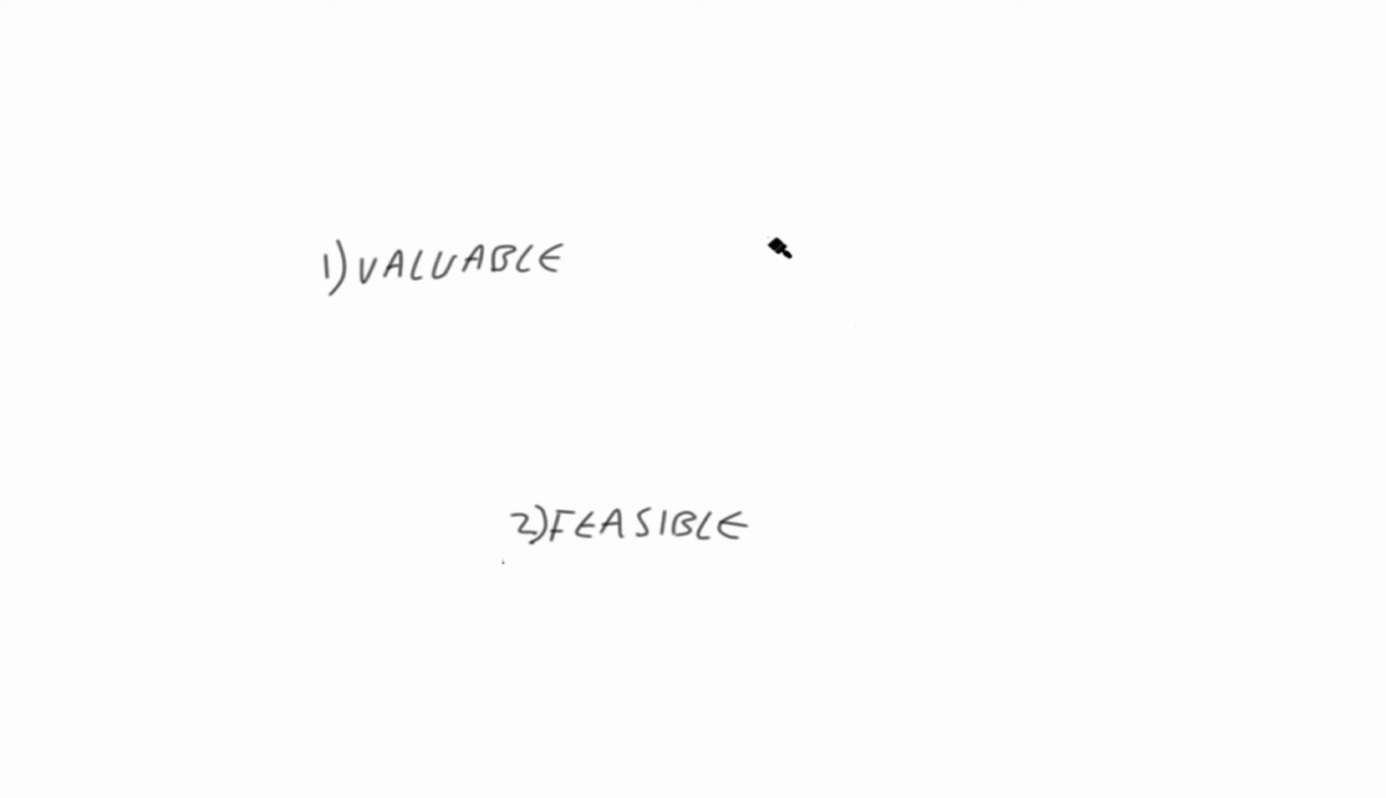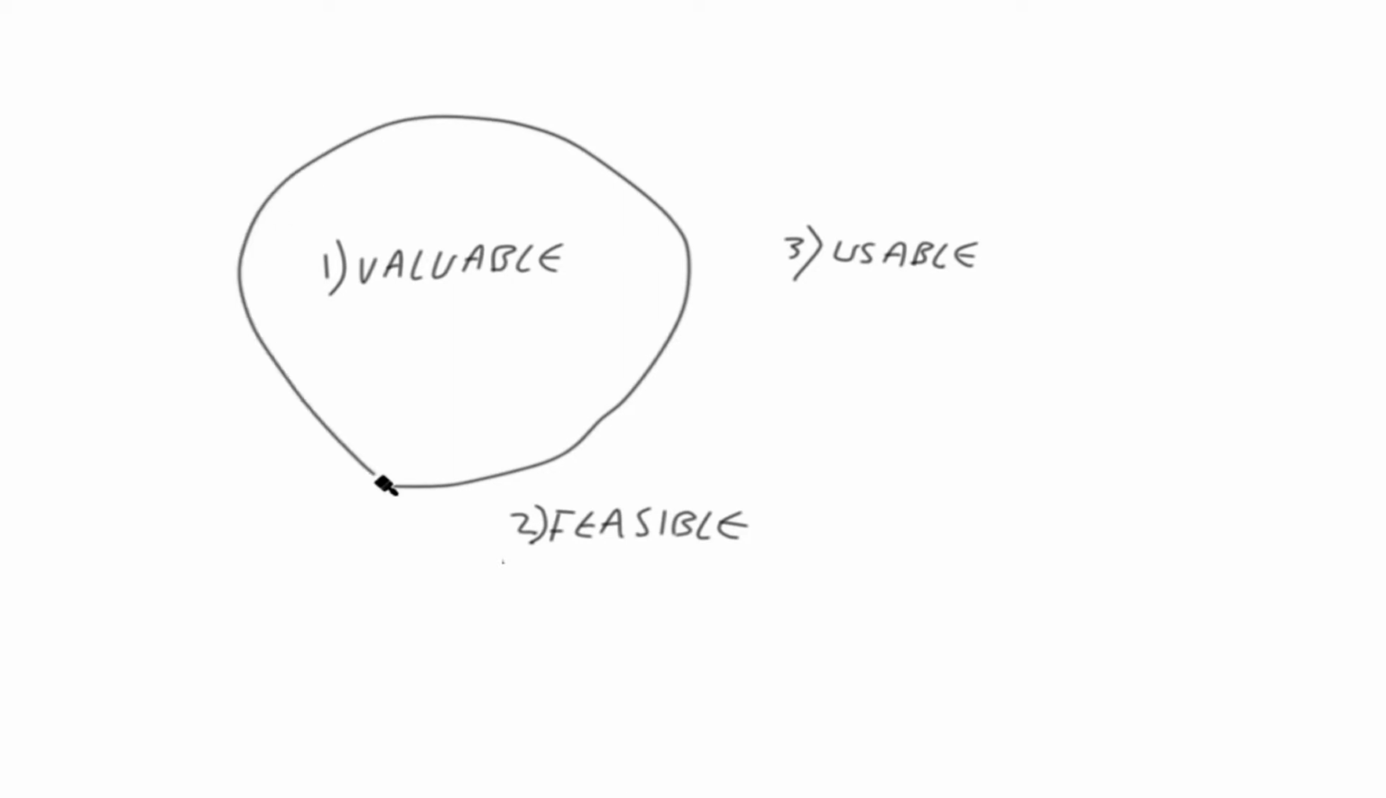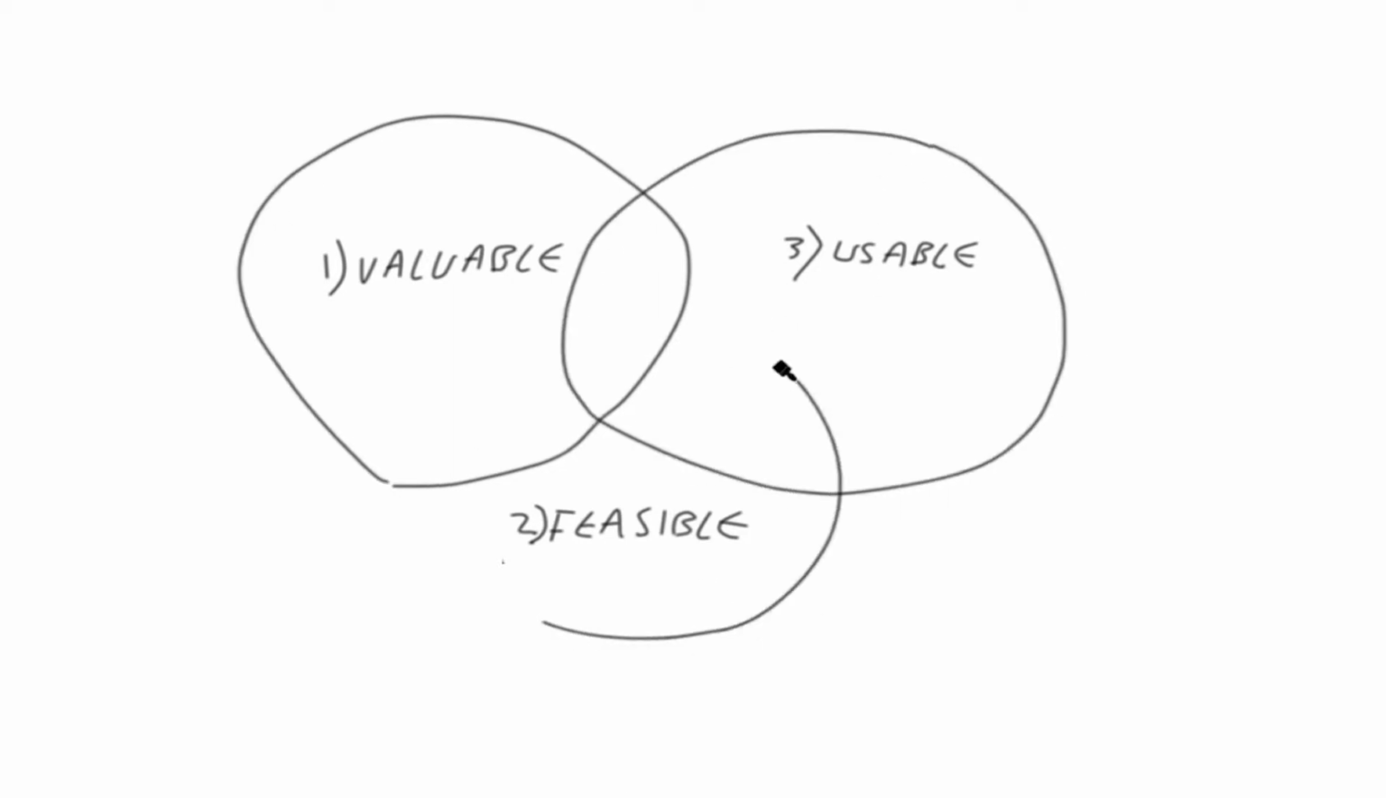And finally, once those two questions have been answered, we need to design a product that is usable or user-friendly. So the goal of the backlog creation process is to build a solution ultimately that sits in the intersection of this Venn diagram.